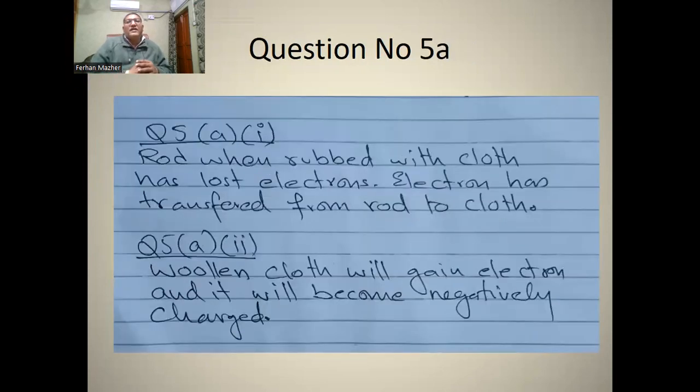Okay, the rod when rubbed with the cloth has lost electrons. Electrons have transferred from the rod to the cloth. That's why the rod will become positively charged. The woolen cloth will gain electrons and it will become negatively charged.